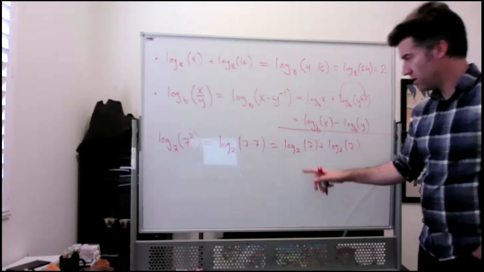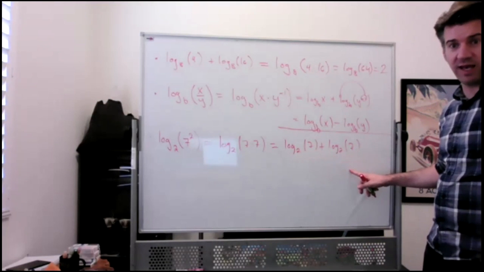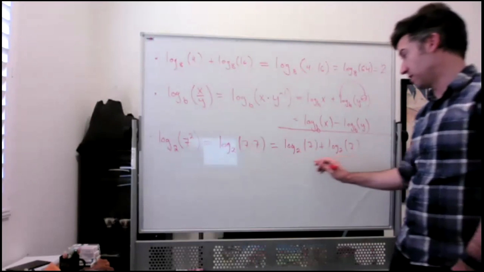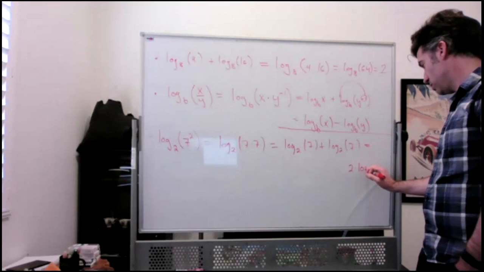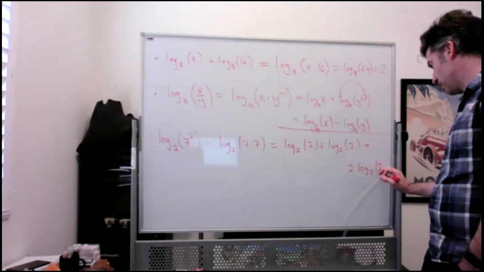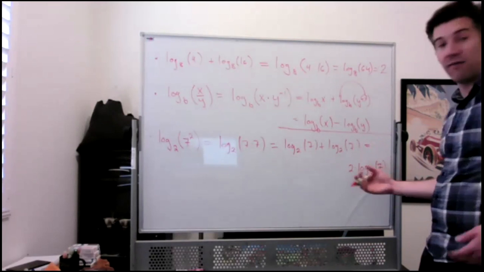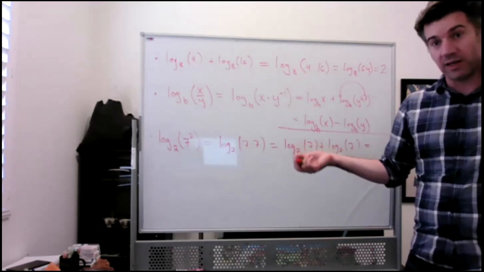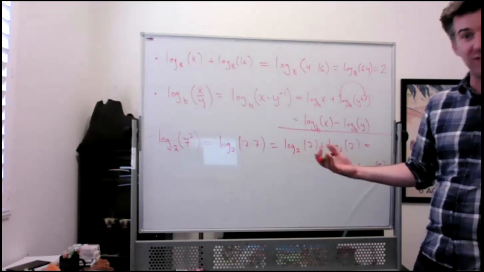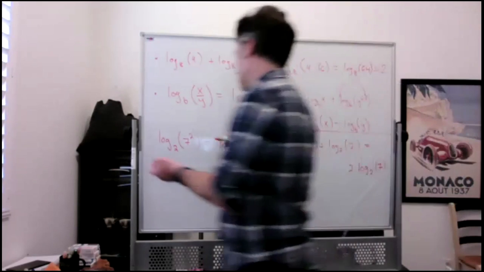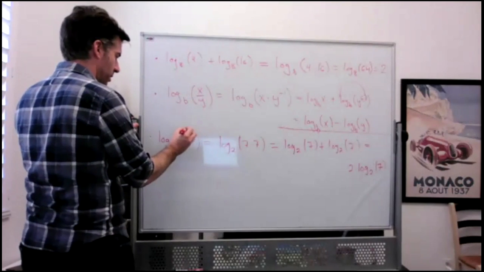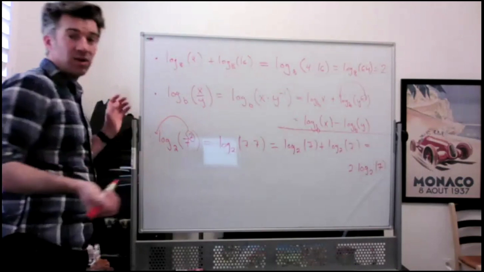But then when I add something plus itself again, I just have 2 of those things. So I could say that this is equal to 2 times log base 2 of 7. Whatever that is, right? I don't actually know what log base 2 of 7 is. It's some number between 2 and 3. But the point here is just that we can clearly see that this power comes down in front. And it works for any power, right?